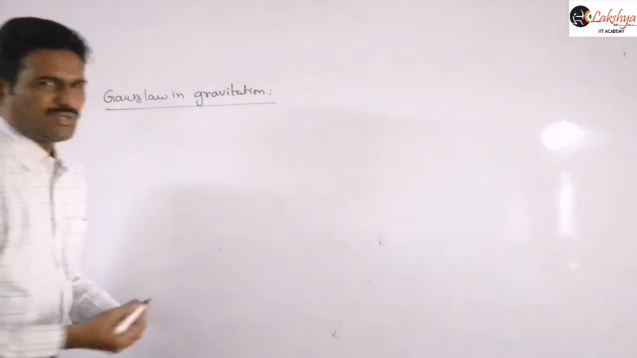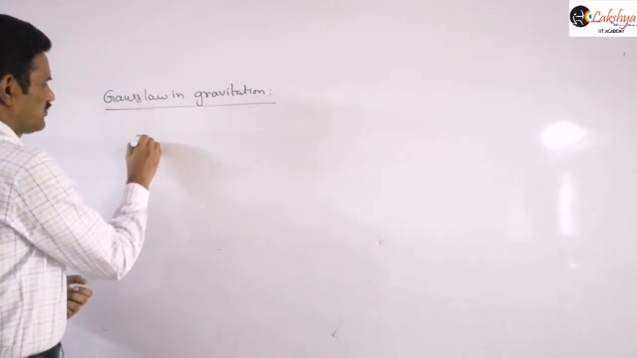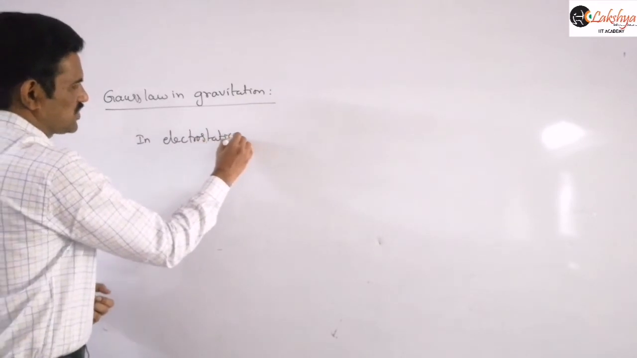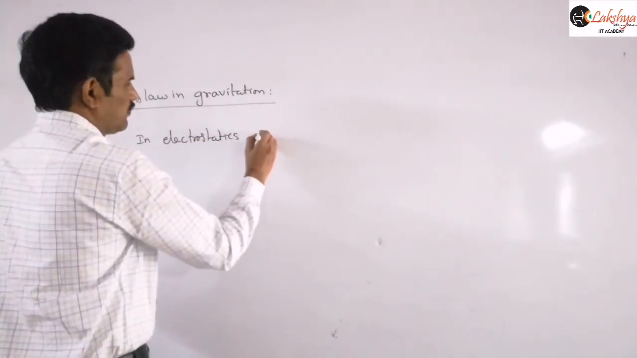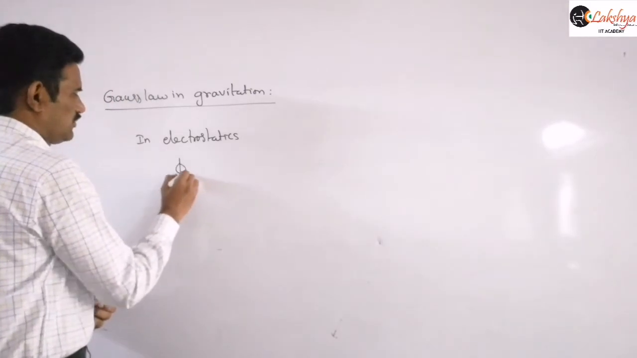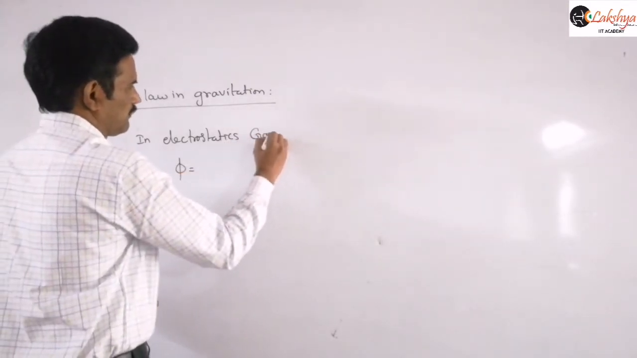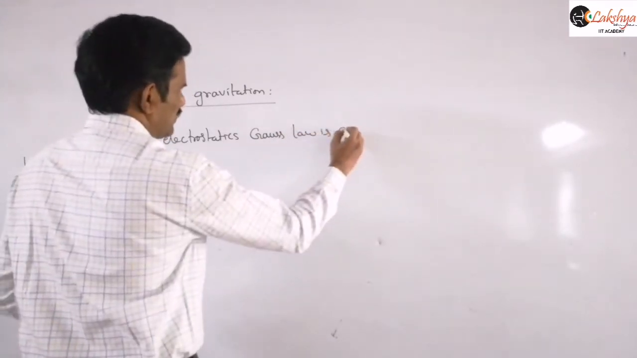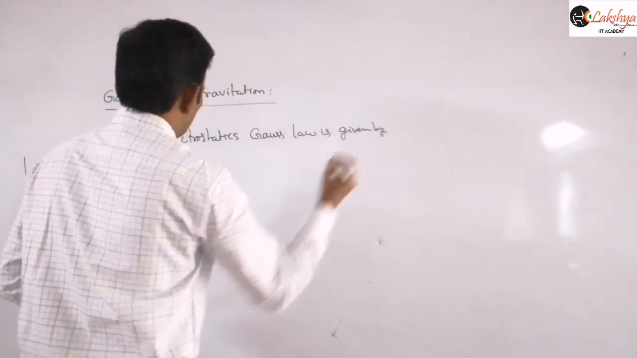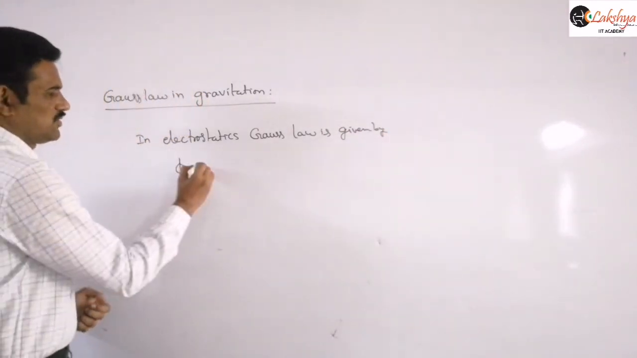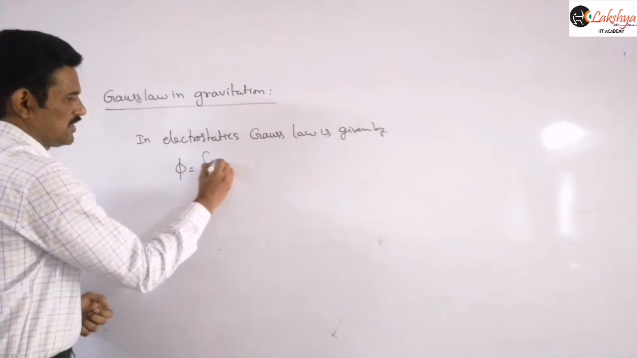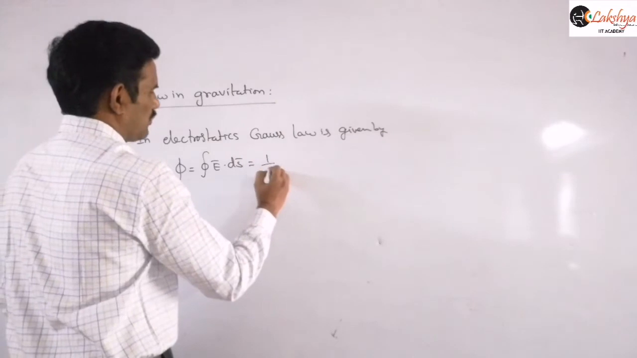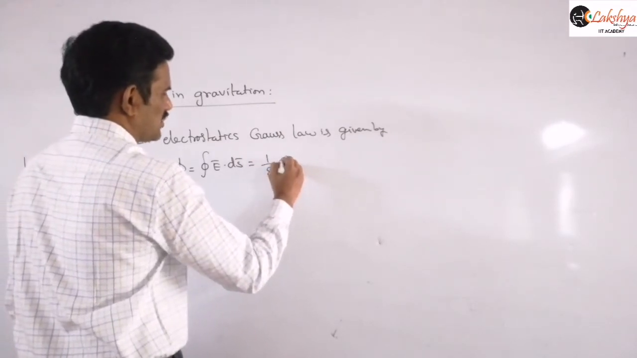We know that in electrostatics we define the flux like this. In electrostatics, Gauss law is given by the electric flux, which we can write as the integral of E bar dot ds bar, equal to 1 by epsilon naught times the charge enclosed.